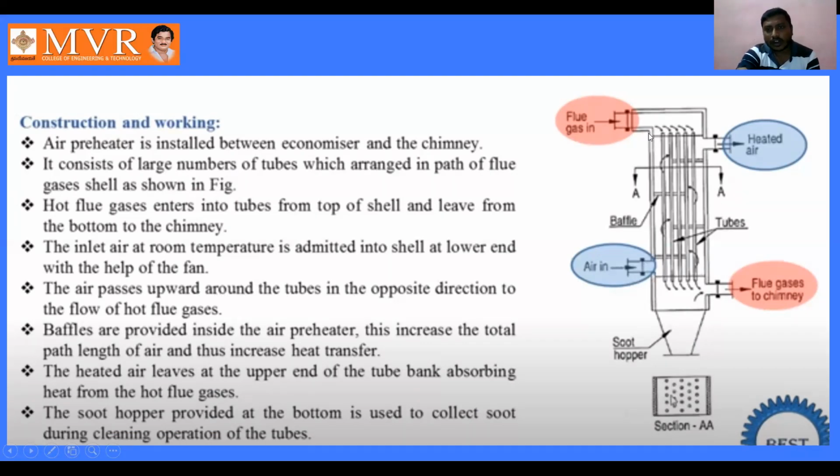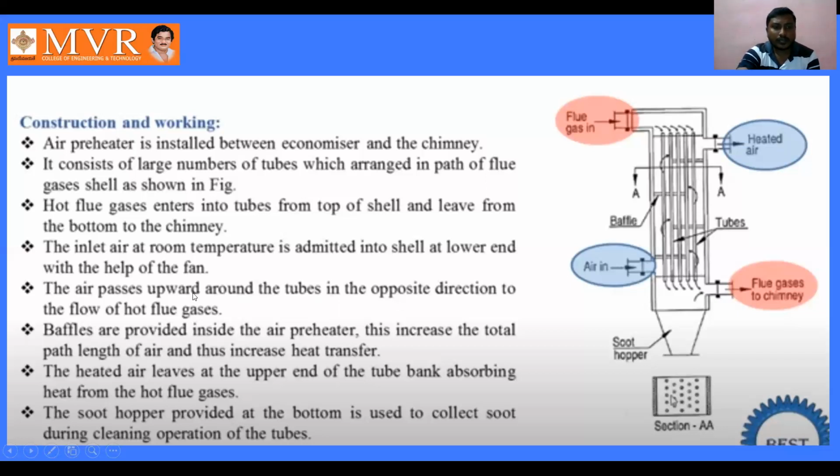When the hot flue gases are moving inside the tubes, the air moves around these tubes, and the heated air is exhausted outside. When the flue gases are passing inside the tubes, the cold air from the atmosphere enters and takes away the heat from the pipes, and the heat is carried out to the atmosphere.